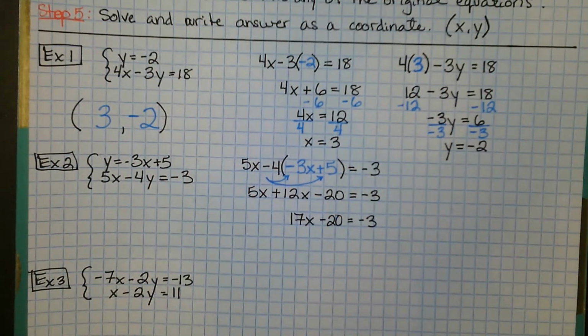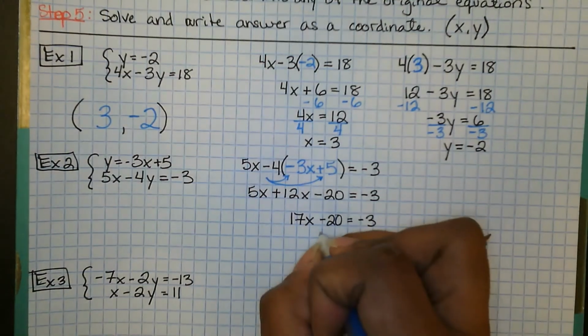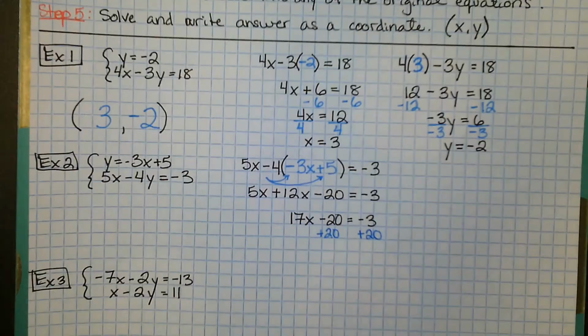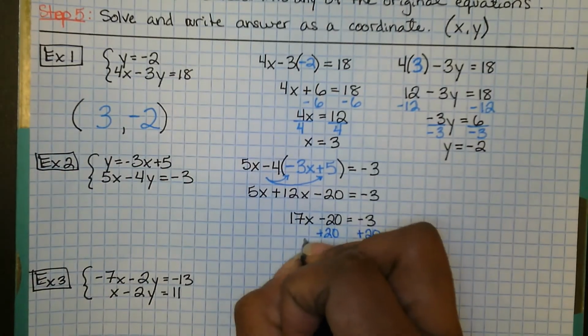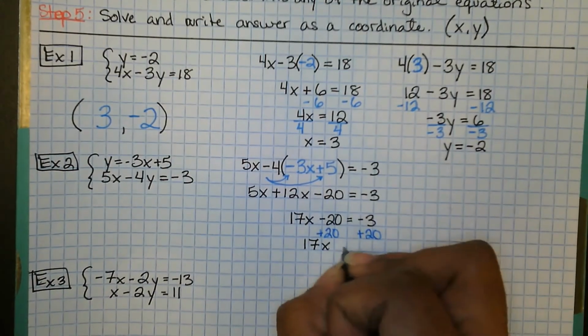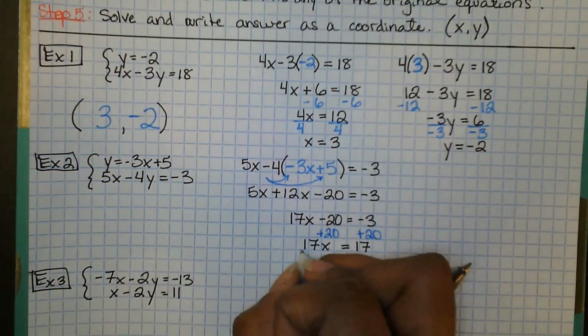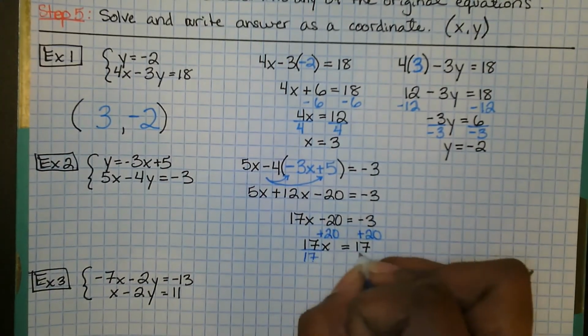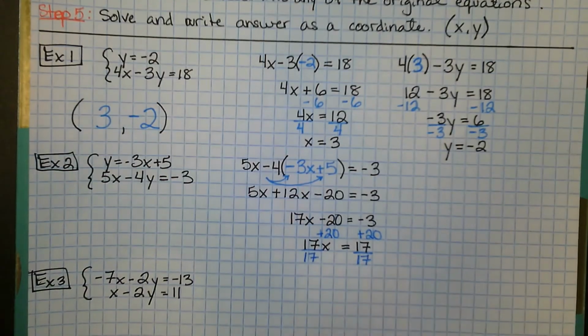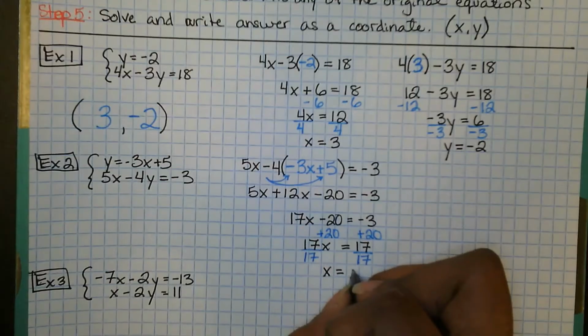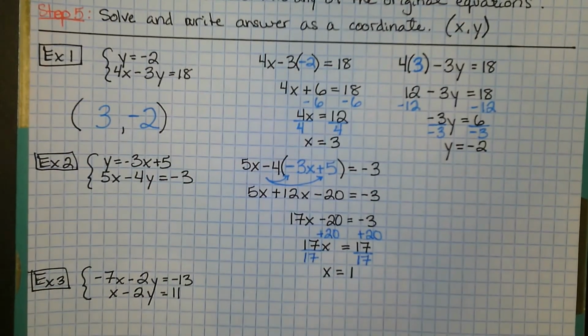Okay, we're continuing to solve. So I need to add 20 to both sides. And then we divide. So our x value of this solution is equal to 1.